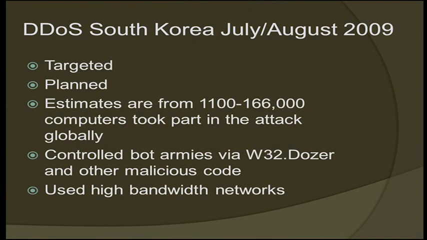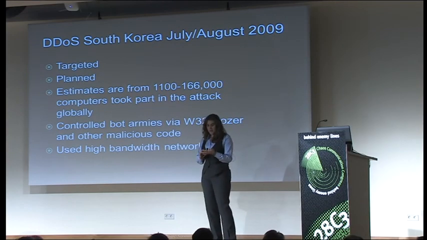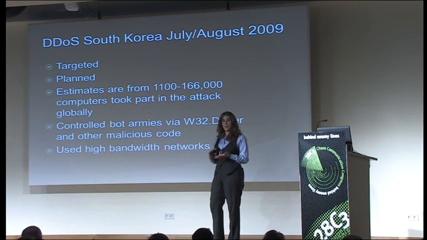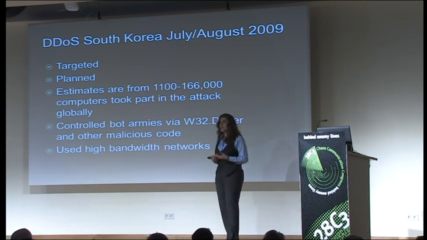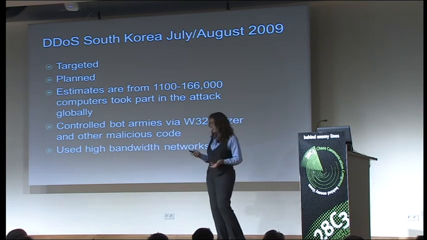I'm more inclined to believe the 166,000 number. It was controlled by various types of malicious code, but it also tended to use endpoints that had high bandwidth availability. And in more sophisticated pieces of malware, there are performance evaluations that are done. You want to know what type of CPU, how much memory, what bandwidth is available, because you don't really want to take over a computer that's on dial-up. You can't do much with it.